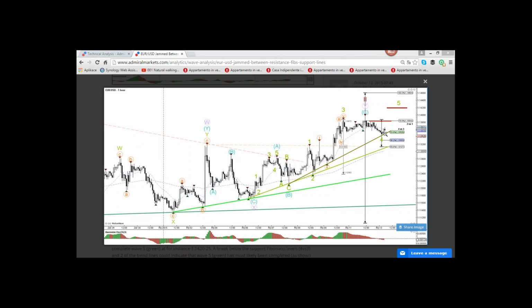So we have fib and trend lines, and a potential for wave 5 or a potential for a turnaround. If we break below the 50 fib, then we have space down to this trend line. And when we break the 50 fib, we're breaking the long-term moving average as well. So from that point of view, we could have that space.